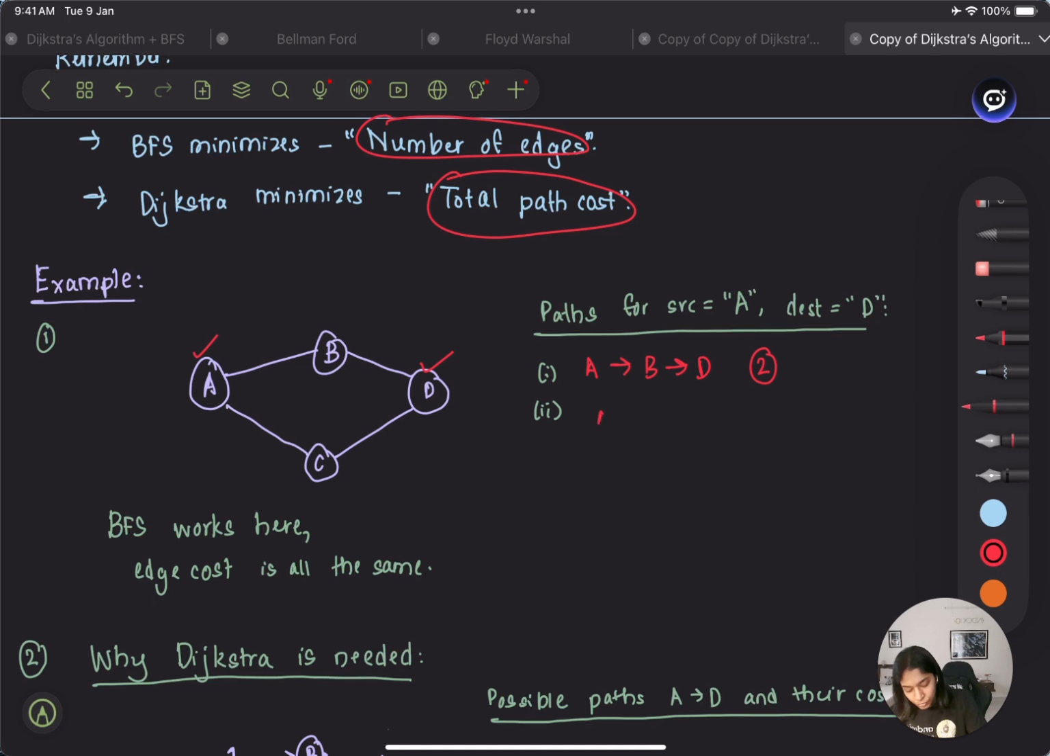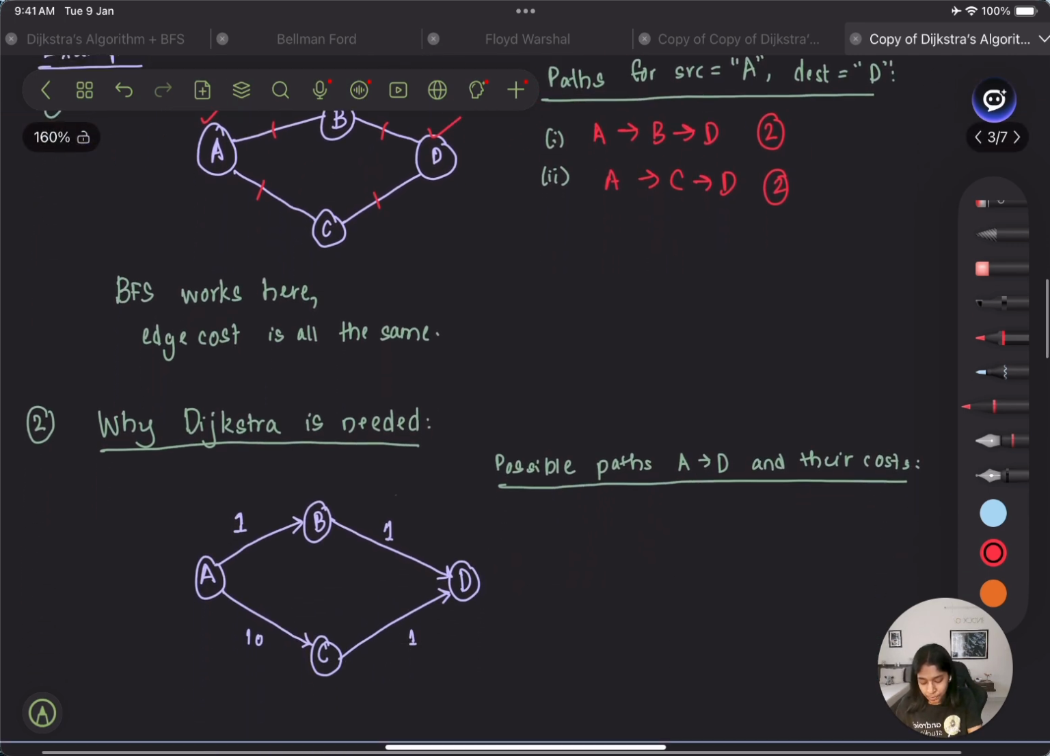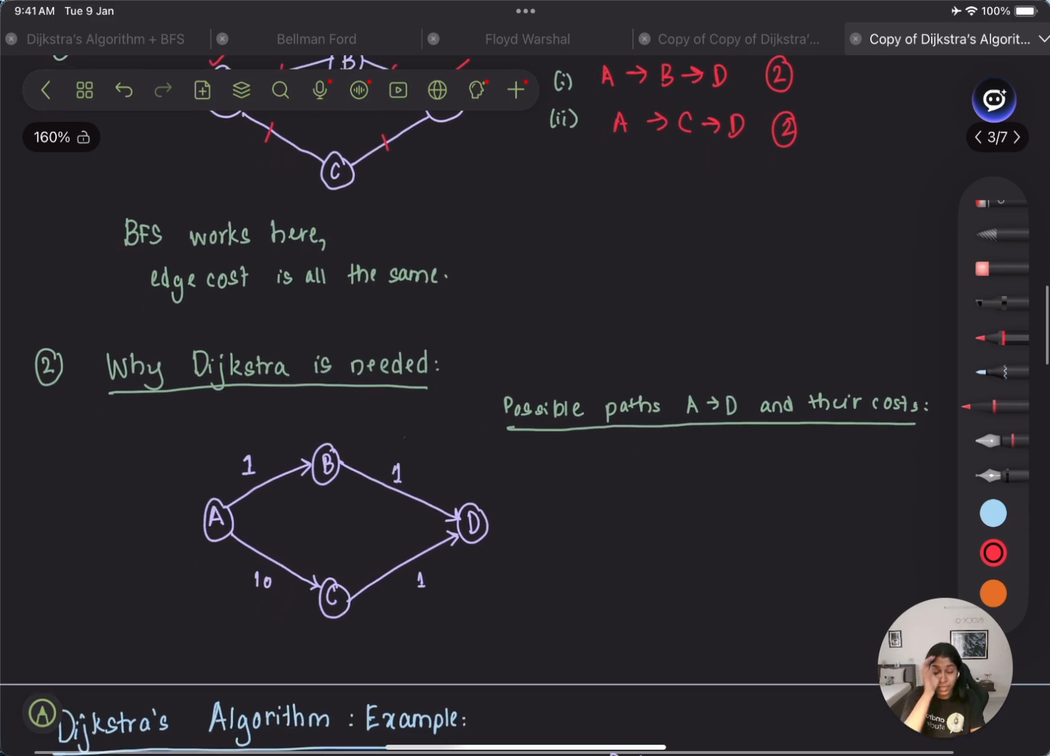I can also go from A to C and then from C to D. Again, that's 2 edges. So that's 2. Both of these are minimum paths, and either one of them can be returned as the answer. So BFS works here because all the edge weights, the costs, are the same.